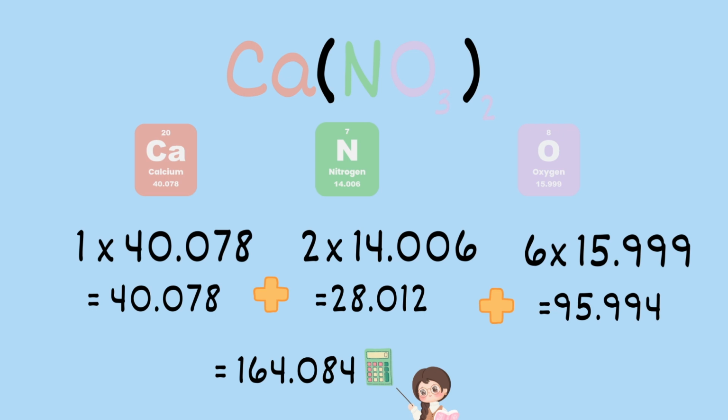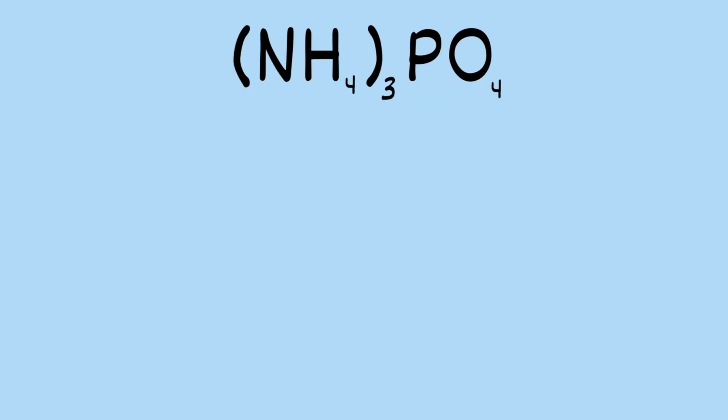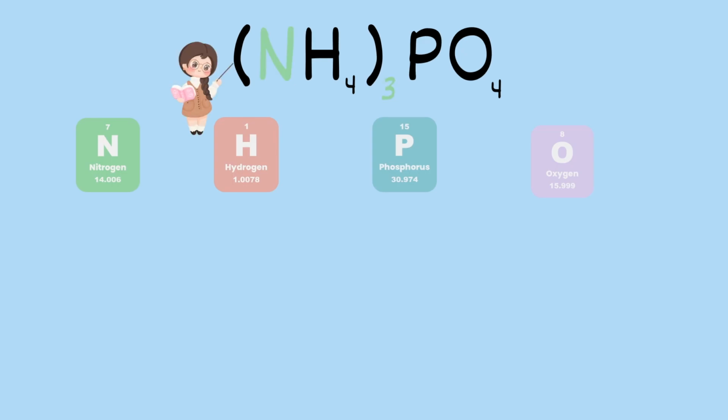165.084 on our calculators. This is the correct number of sig figs, so we're going to leave the number at that. And of course, we have to put our units, grams per mole, and that's our answer. Let's try one more. Let's find the molecular mass of ammonium phosphate. We have our elements off the periodic table for reference here.